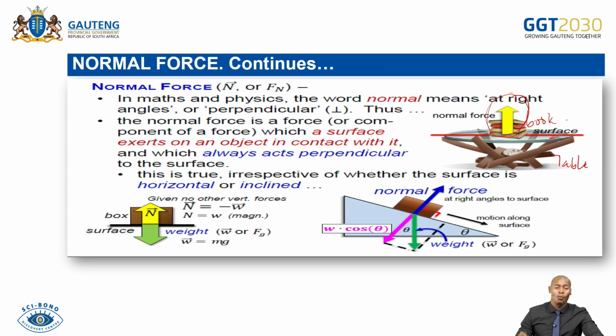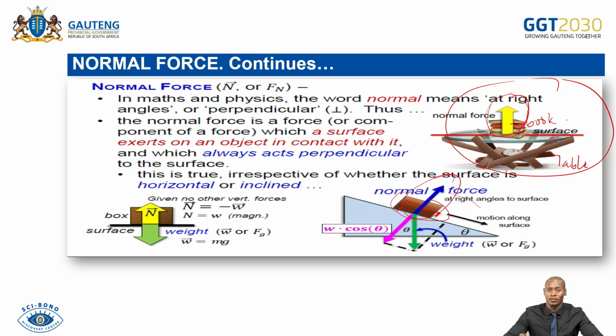Very, very important: whether the object is on a horizontal surface, for example in this case the book is on the horizontal surface, or whether the object is on an inclined plane, you can see this block is on an inclined plane, the normal force is always acting perpendicular to the surface. Remember, it is the force exerted by the surface on an object, and it always acts perpendicular to the surface. So here we are expecting 90 degrees. Even here we are expecting 90 degrees.